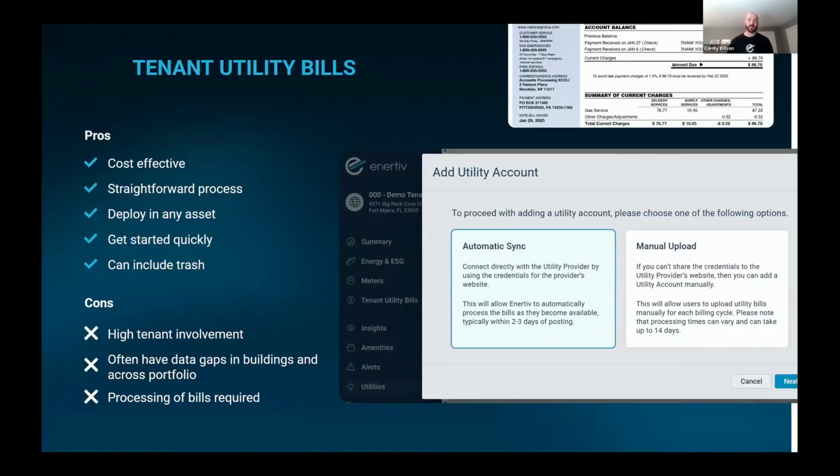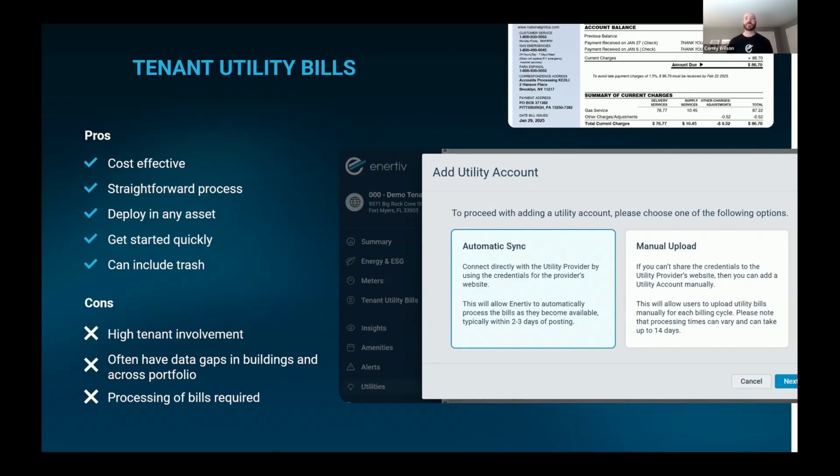All right, so second approach, tenant utility bills. This can be accomplished in a number of ways. The most straightforward possible is property management sends an email saying, send us your utility bills. The tenant goes to their login, they hit download on each PDF, they plop it in an email, and they send it back to the property manager. Usually that property manager forwards it on to a sustainability consultant or something like that.